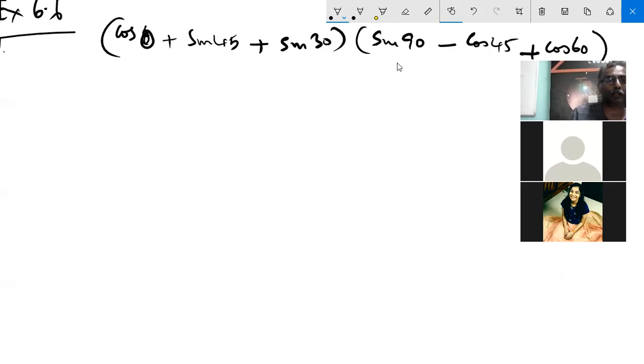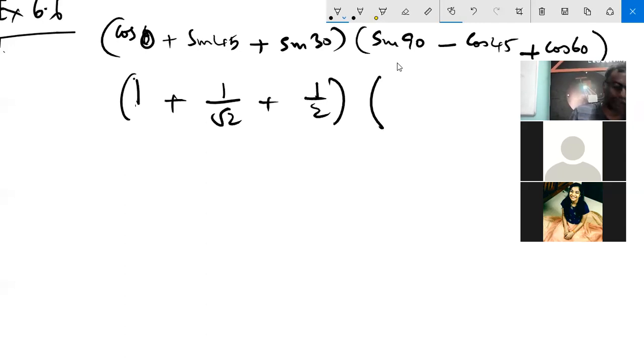How much is cos 0? 1. How much is sin 45? 1 by root 2. How much is sin 30? Half. Very good. How much is sin 90? 1. Minus cos 45? 1 by root 2. Yes, cos 45 and sin 45 are the same. Then cos 60? Half. Very good. Now this is what you have to calculate.